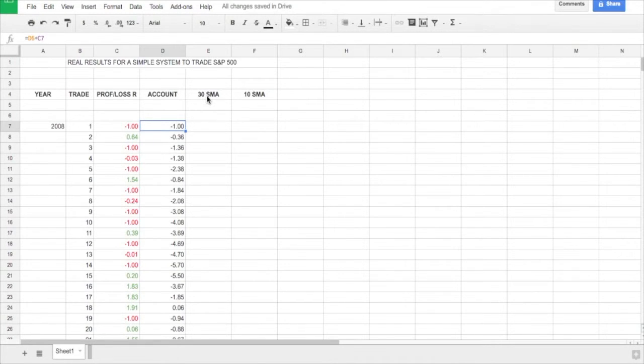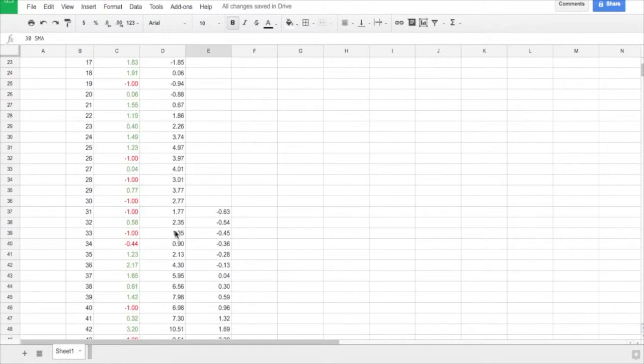In the next column, this is where we've got our moving average. This one's going to be a 30-period moving average. Now, a moving average is literally an average over the previous 30 trades, or whatever amount of trades it is, 10, 30. So we can't actually start plotting that average until we have 30 trades. So on trade number 31 here, we can start plotting the average because we have 30 previous trades. Now, the formula to do this is as shown up here.